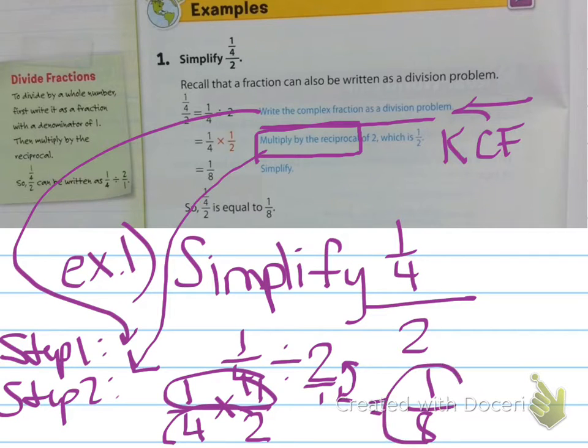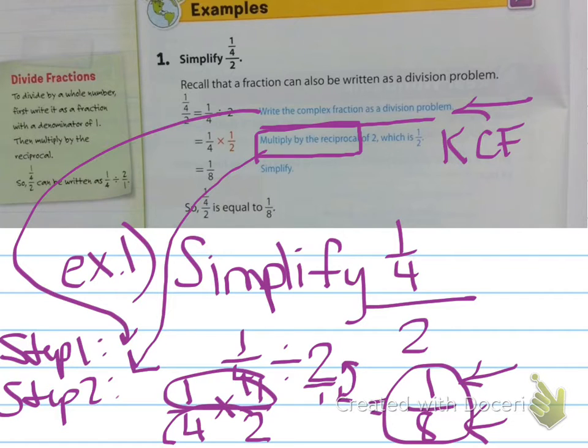So the answer to simplifying 1/4 to 2, a ratio of 1/4 to 2, would be 1/8. Because our 1 is a whole number and our 8 is a whole number. So now we have a normal looking fraction. We no longer have a complex fraction. So again, over here it says dividing by fractions.